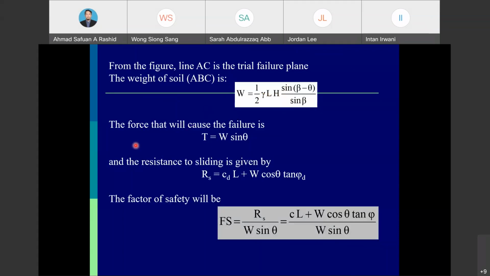Okay. So the force that will cause the failure is T equal to W sine theta, okay? And the resistance to sliding is given by RS, which is CD times L plus W cos theta tangent phi D. Then the factor of safety will be RS over W sine theta, or equal to CL plus W cos theta tangent phi over W sine theta. So that is the formula for the factor of safety for this failure plane.